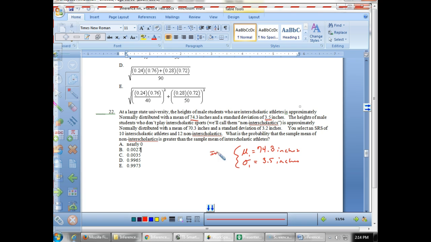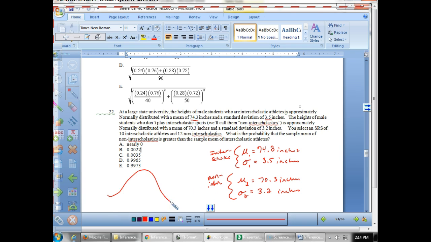So like I said, I'm going to let this be the interscholastic group, okay? And then the other population, the mean for the non-interscholastic is 70.3, and then the standard deviation is 3.2 inches. Okay, so these are our non-interscholastic. Okay, so I'm going to go ahead and just set up the problem, and I'm just going to say that the true difference between these two populations is known.